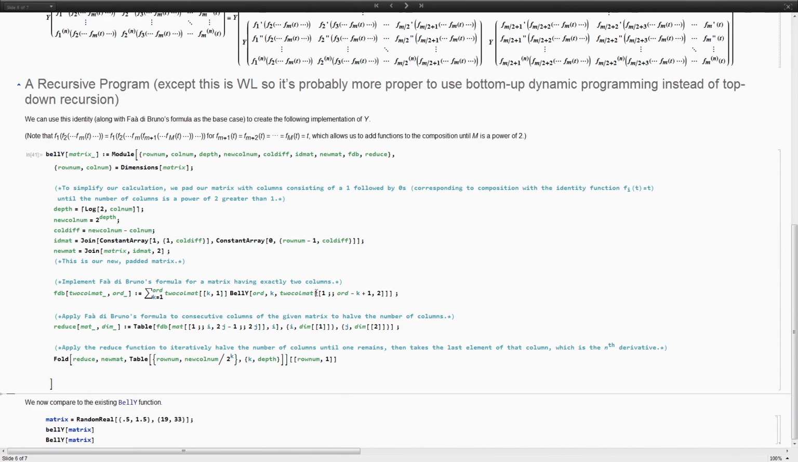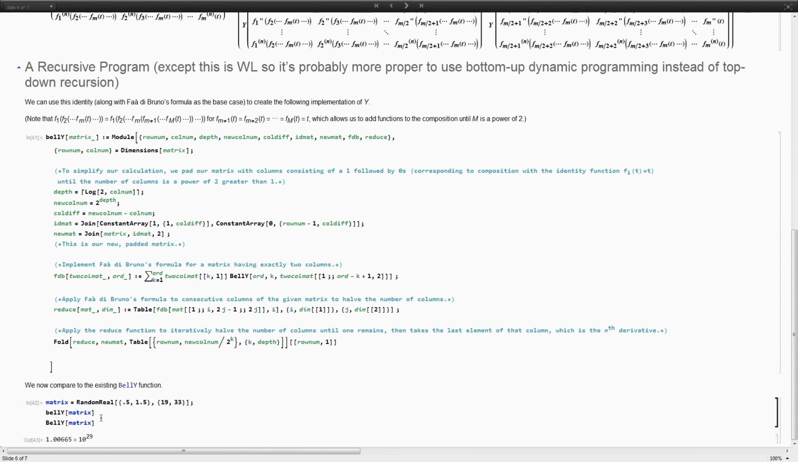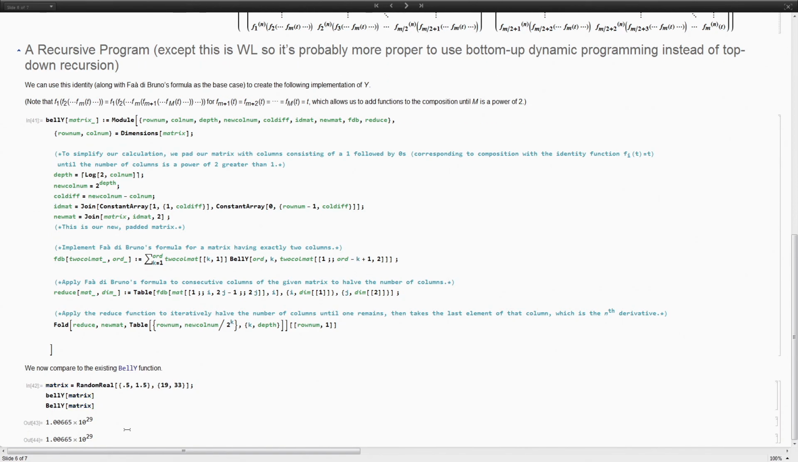So if we run this little function here, we can have this pretty big random matrix, and we should get the same result with this ad hoc Bell Y function, and eventually the Mathematica function should give the same thing. Good.